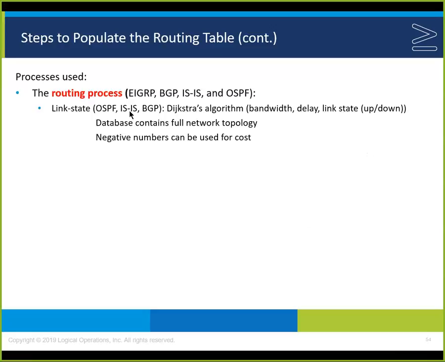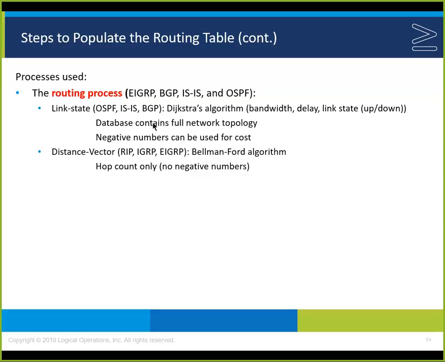To populate the routing table, the routing process, the protocols, we have link state protocols and distance vector protocols. For link state, the Dijkstra algorithm is going to be used. Link state OSPF is the one we need to know about. Distance vector is RIP, and it says EIGRP. EIGRP is typically considered a hybrid protocol. It has characteristics of both link state and distance vector, and we'll look at those when we do the dynamic routing protocols tomorrow.